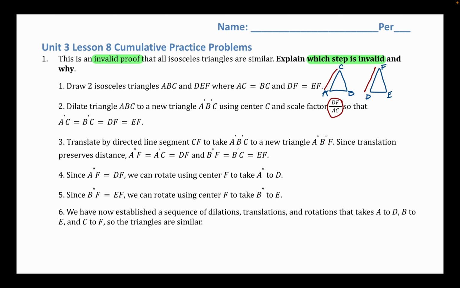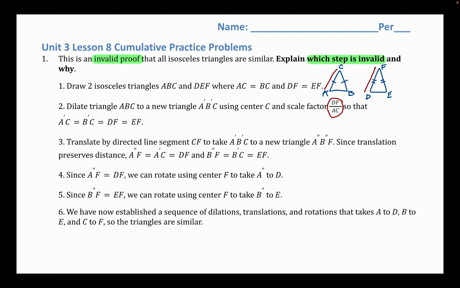Oh, and I forgot to say that since these are isosceles, we should have our congruence marks on those. Okay, so now translate by directed line segment CF to take A prime, B prime, C to a new triangle, A double prime, B double prime, F. So basically they're saying, now that your triangle is the right size, let's move it over so that your top point here rests on the top point here. So we're translating it there.